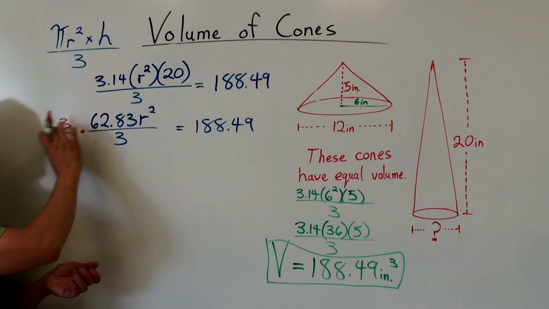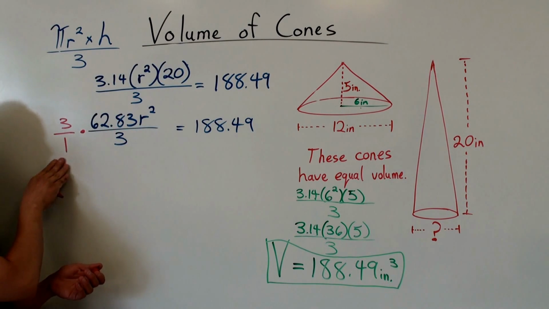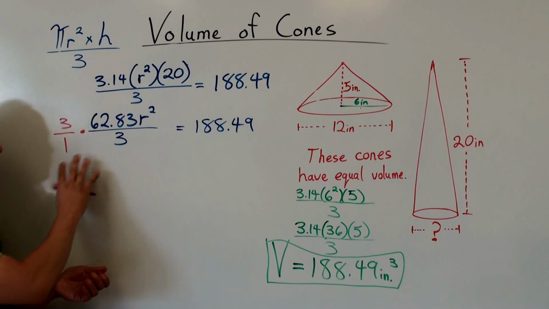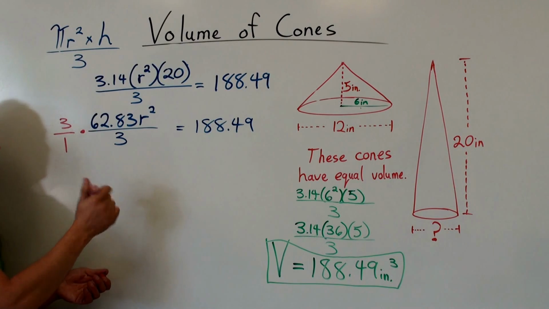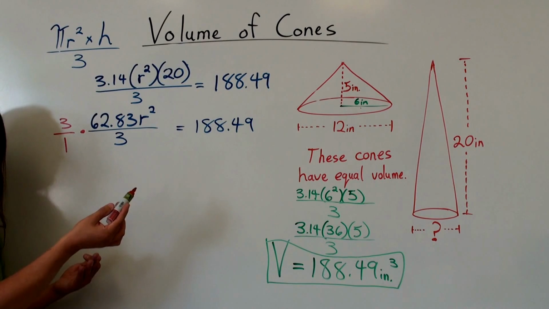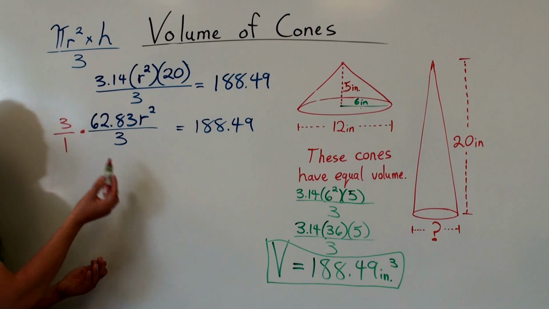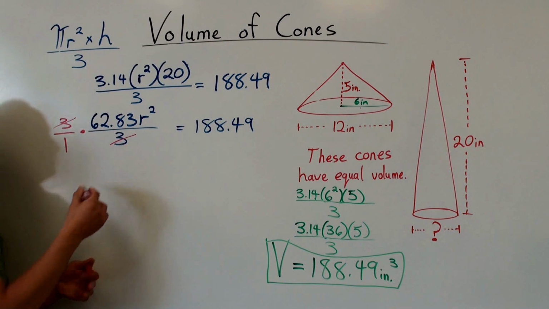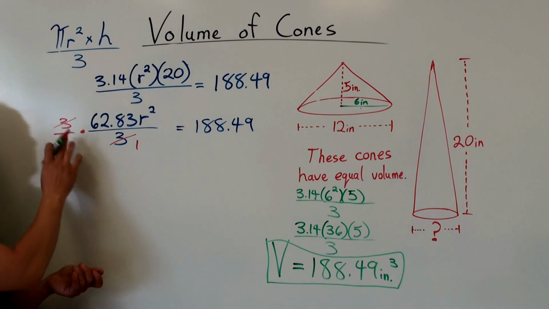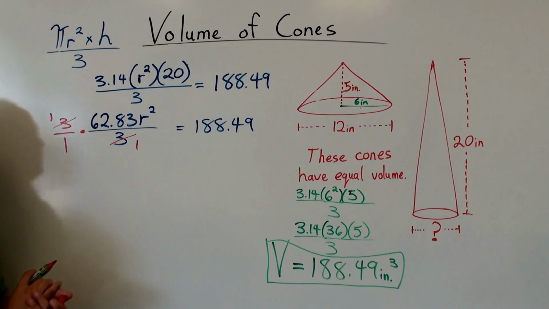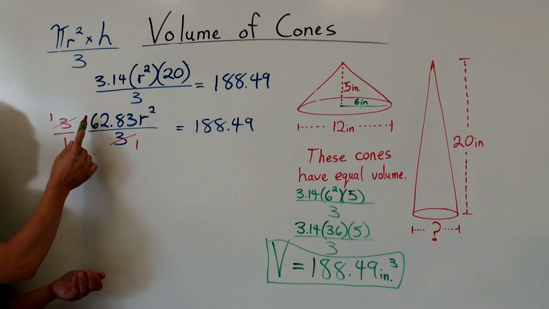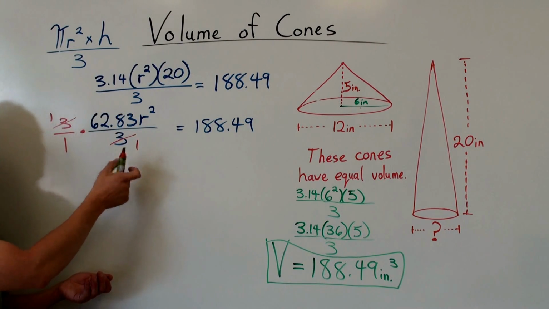So in multiplication of fractions, this is a fraction, 3 over 1 times 62.83 r squared over 3. Those are two fractions. When we're multiplying fractions, we can cross cancel. That's the whole point of doing this, to get rid of this denominator. These two can be divided by the same factor, by 3. So 3 divided by 3 reduces down to 1, and this 3 divided by 3 also reduces down to 1.